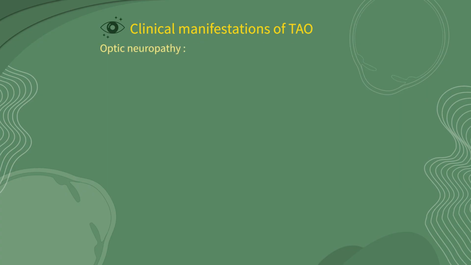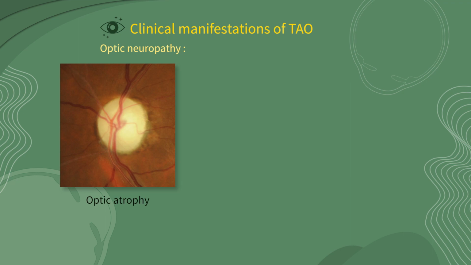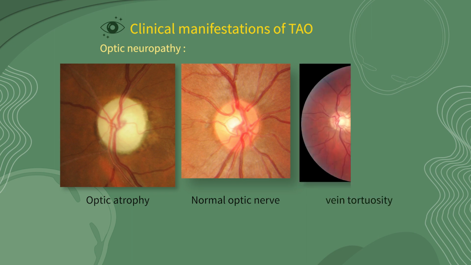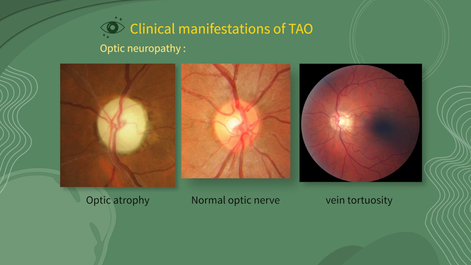Optic neuropathy is a secondary change. In TAO, the intraorbital edema and increased orbital pressure cause optic nerve compression. Papilledema can be seen in the early stage and pale atrophy in the late stage. It will cause visual acuity and visual field loss. Sometimes it's associated with retinal edema or exudation and tortuous dilation of the retinal veins.